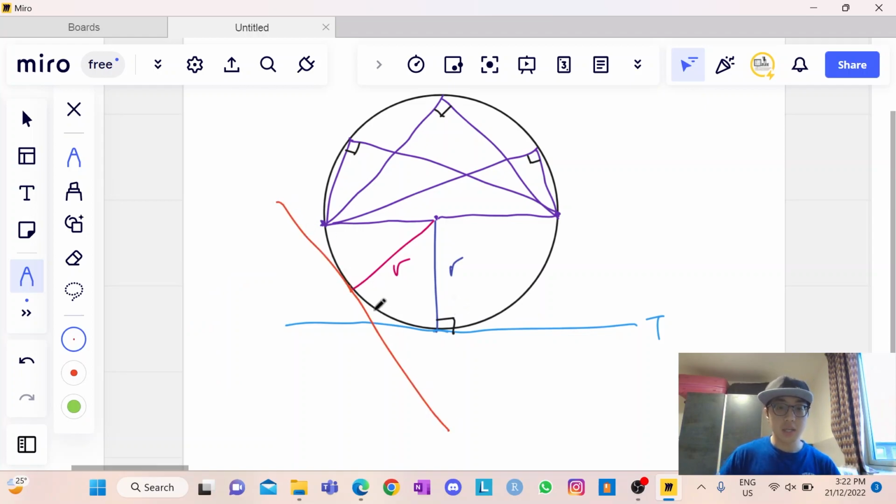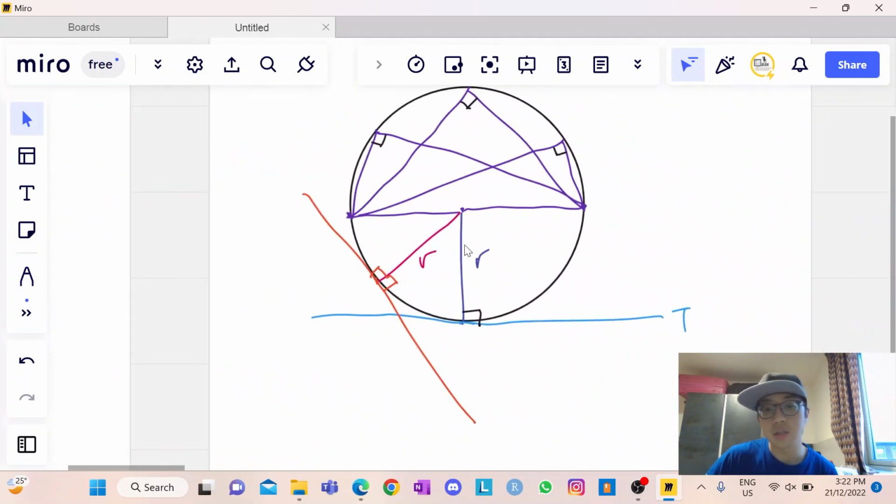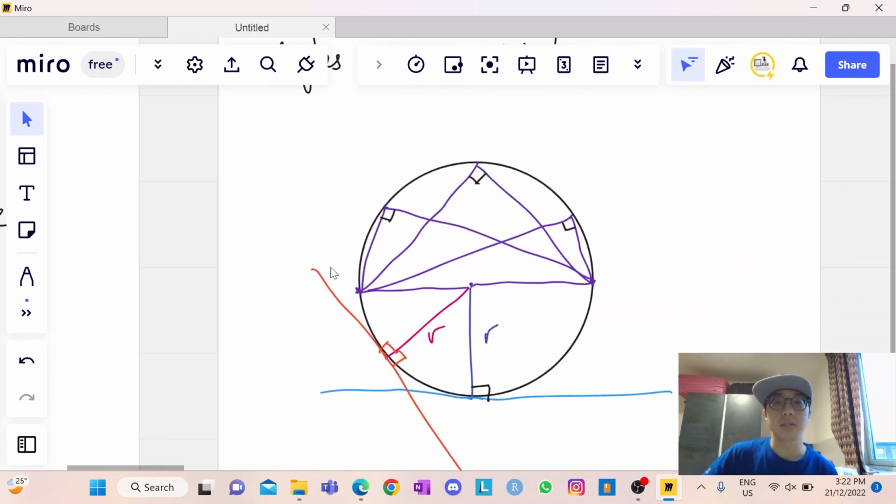Okay, this is another tangent line. Then this right here is 90 degrees, which means this is also another 90 degrees. So this is all you need to know about the second agenda, where we talk about tangents and radius. It's just the relationship between the radius and the tangent. All right, so next we will move on to something harder, which is angles subtended by the same arc.